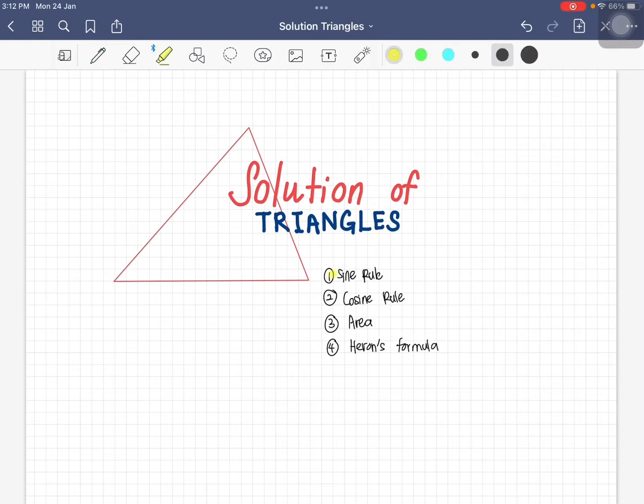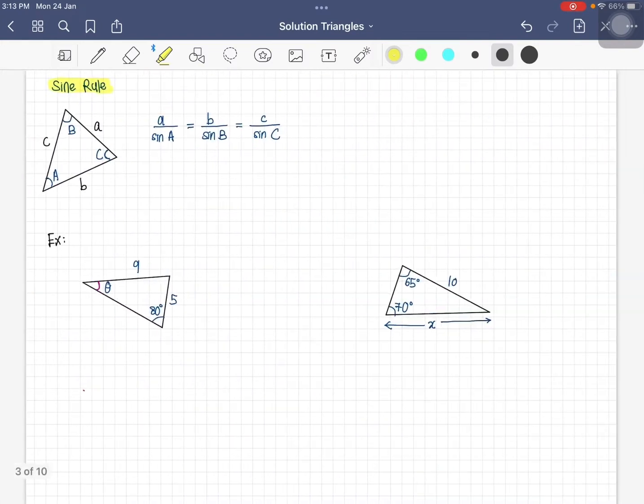In this video we will learn about the solution of triangles, in which we will learn about the sine rule, and then we will look at the cosine rule, and then we have the formula for the area of the triangle, and finally we can find the area of a triangle using Heron's formula. Alright, so let's first look at the sine rule.